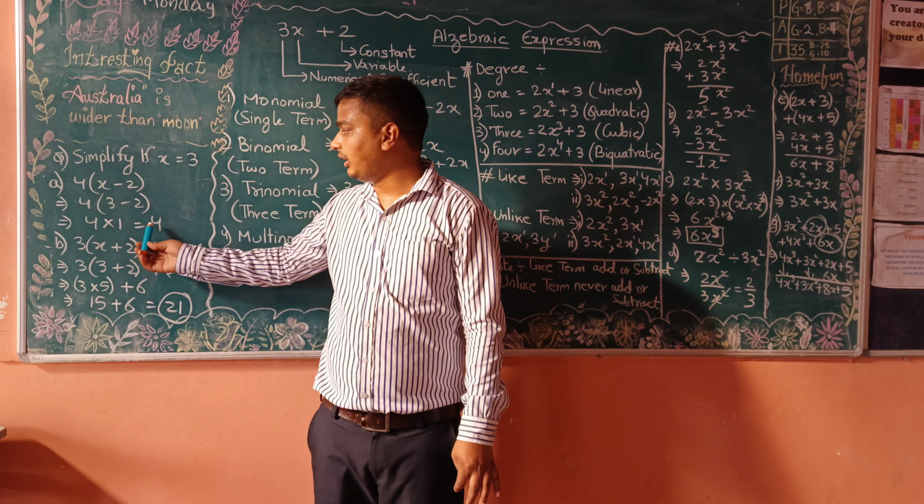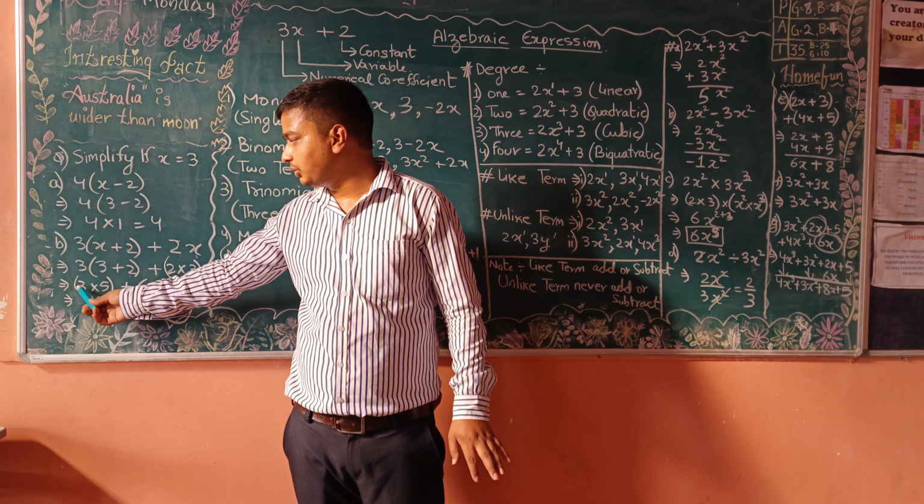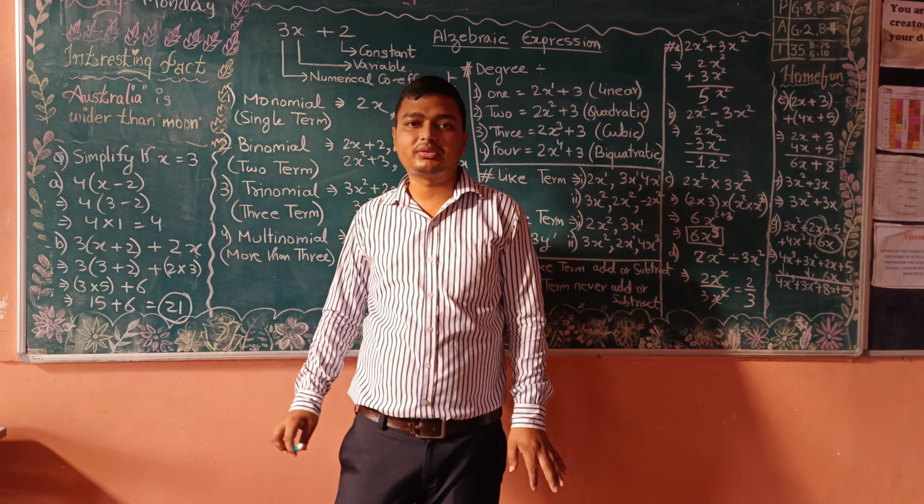Similarly, we already solved this in our simple equations. The same concept we are ready to apply. 3 into x plus 2 plus 2x. Now they will provide values like x is equal to 3, a is equal to something, like that. You need to simply insert it. Now x is equal to 3. 3 into 3 plus 2, how much will the answer be? 5. After that, 2 into x: 2x means always remember 2 into x. So 2 into 3 is 6. After that, 3 plus 2 is 5, into 3 is 15. 15 plus 6 is equal to 21.